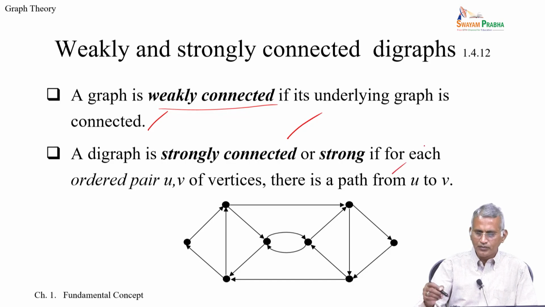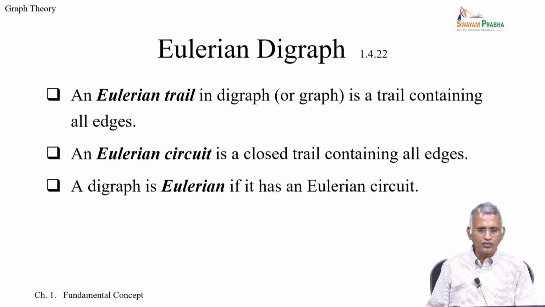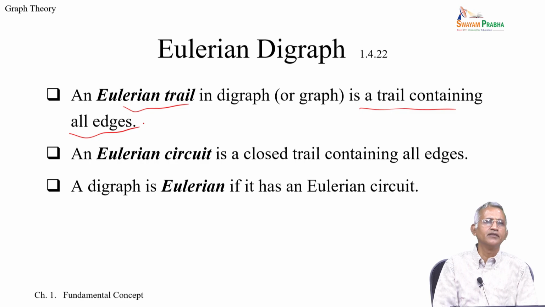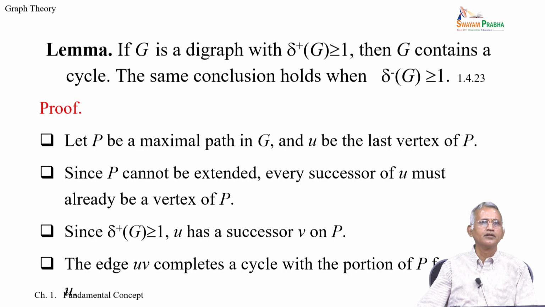There is a path from U to V, so that is the meaning of a strongly connected digraph: U to V and V to U both. Next, Eulerian graph. A graph is said to be Eulerian if it has a trail containing all the edges. A Eulerian circuit is a closed trail containing all edges. So, a digraph is Eulerian if it has a Eulerian circuit.